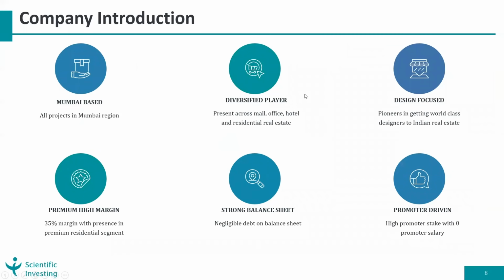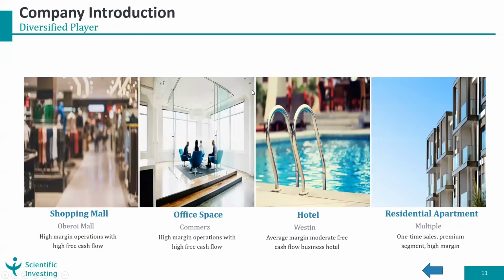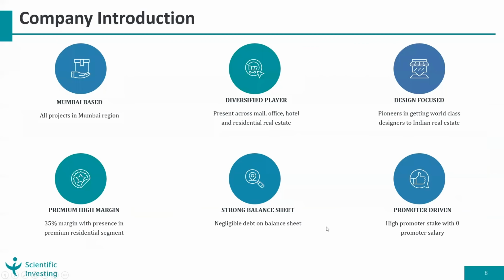The other important thing regarding Oberoi is it's a diversified player. And why is diversification important? Because real estate being a cyclic industry, both residential and commercial go through their own business cycles. And having a diversified portfolio in different dimensions always helps in times when some of the risks occur. So if you look at Oberoi, they have a shopping mall, office space, hotel, and residential apartments. So the revenue is pretty diversified. Hotel is a very small part of the business, but shopping mall and office space have a decent contribution to profitability, and residential is significant in terms of revenue and also in terms of profitability.